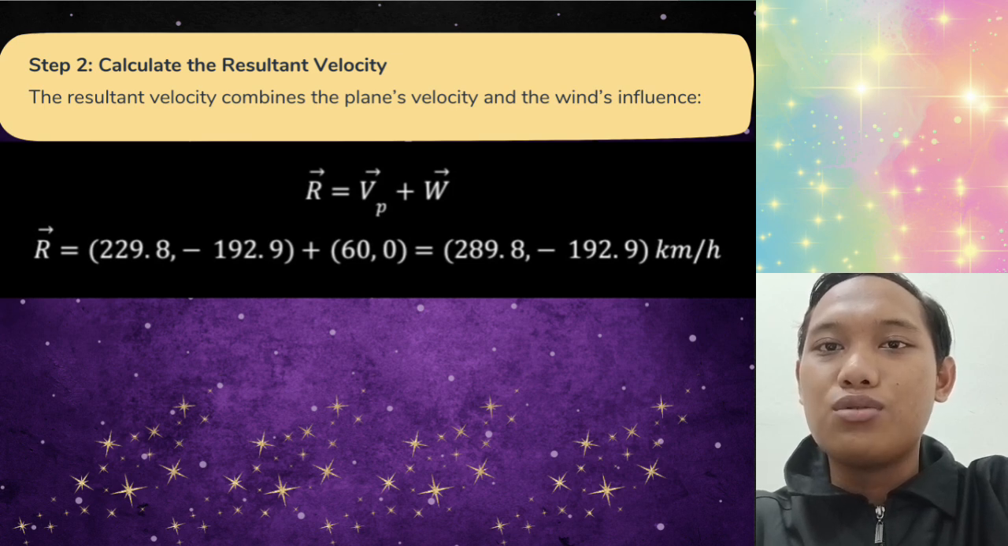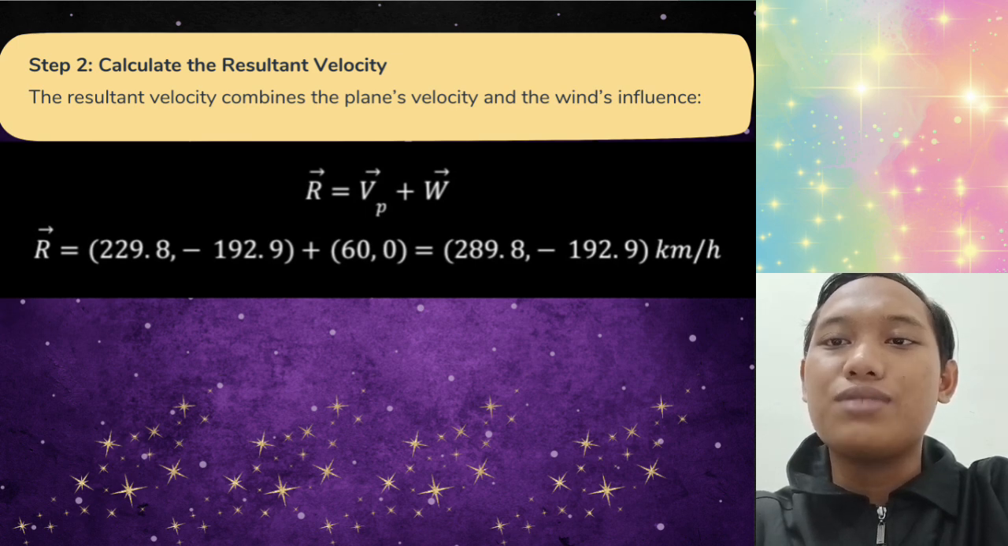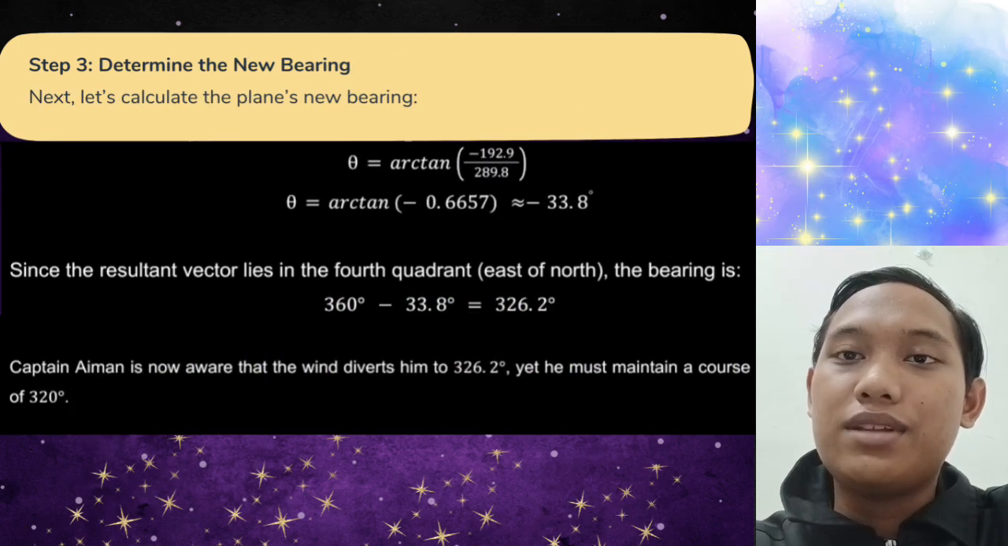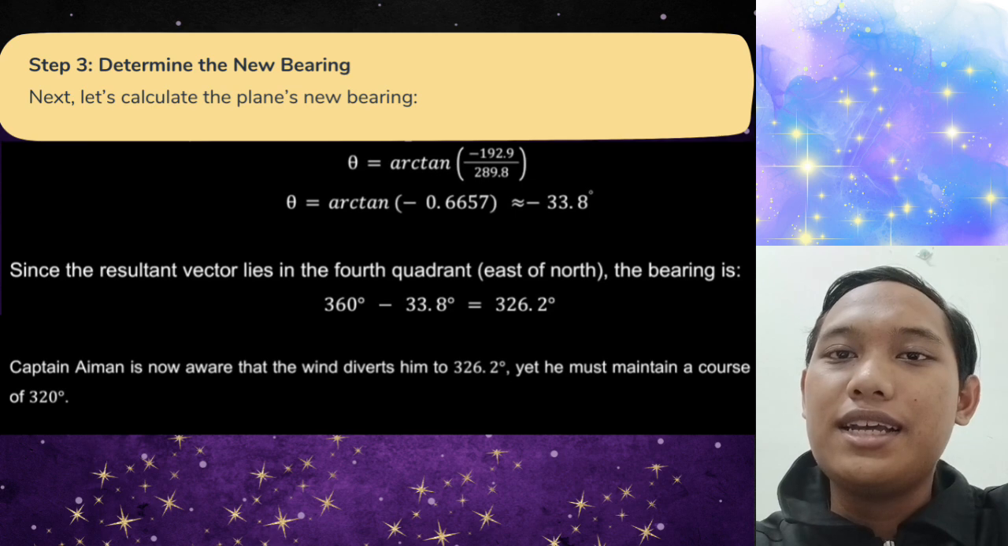Okay, R equals 229.8, negative 192.6, plus 60, and we got 289.8 and negative 192.9 km per hour. Okay, for step 3, we need to determine the new bearing. Next, let's calculate the plane's new bearing.